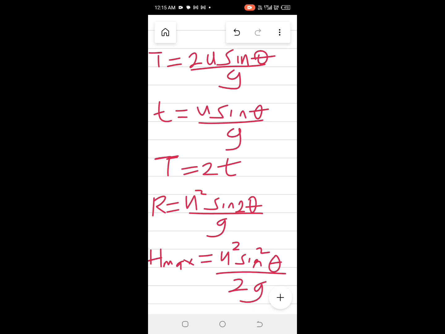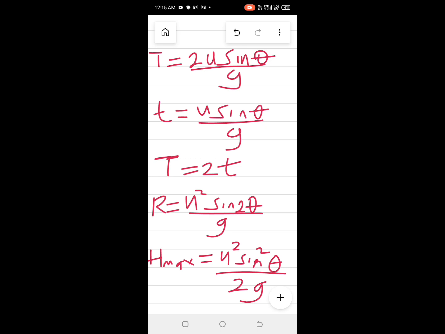So the first one, which is small t, is u sine theta over g. There is no 2 at all. The second one, which is capital T, which is time of flight, is 2u sine theta over g. The third one is your range, R, which is u squared sine 2 theta over g. And the last is h maximum, which has u squared sine squared theta over 2g.